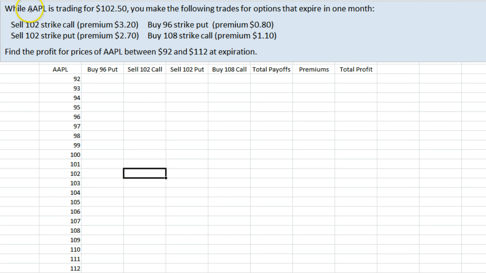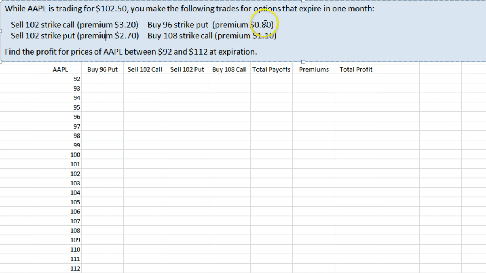In this example, while Apple is trading for $102.50, we're referring to the stock there, price per share, you make the following trades for options that expire in 1 month. You are going to sell a call that's approximately at the money, 102 strike. You're going to also sell a put that is at the money, 102 strike. In addition, you are going to buy a 96 strike put and a 108 strike call.